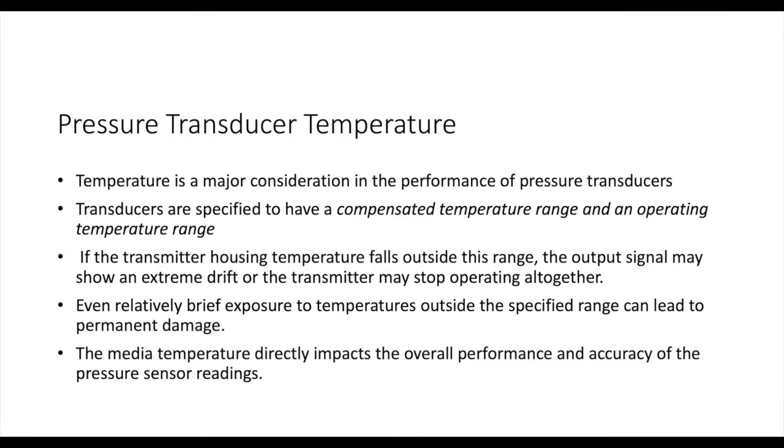Major considerations in the performance of a pressure transducer. Pressure transducers are specified to have a compensated temperature range and an operating temperature range. If the transmitter housing temperature falls outside this range, the output signal may show extreme drift, or the transmitter may stop operating altogether. Even relatively brief exposure to temperatures outside the specified range can lead to permanent damage. The media temperature directly impacts the overall performance and accuracy of the pressure sensor readings.